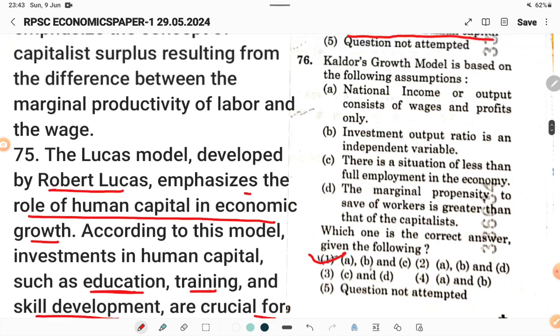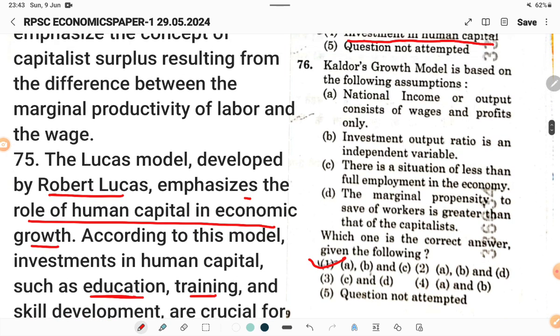Now the next question is 76. Kaldor's growth model is based on the following assumptions. First assumption is national income or output consists of wages and profits only, because this assumption implies that in Kaldor's model, national income is divided into two main components: wages, which represent payments to labor, and profits, which represent payments to capital. So this is the correct assumption of Kaldor's growth model.